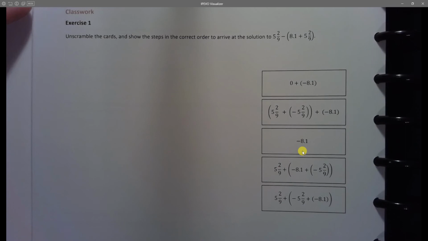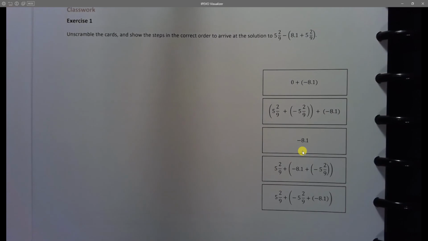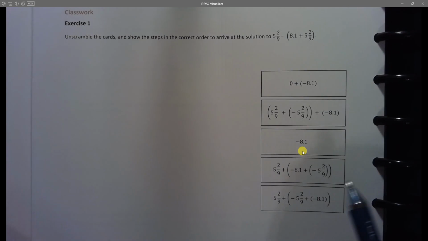All right, so exercise 1 says unscramble the cards, and show the steps in the correct order to arrive at the solution of 5 2/9 minus 8 1/10 plus 5 2/9. Okay? All right, now, we obviously can't unscramble the cards. But what I can do is start looking at the problems.